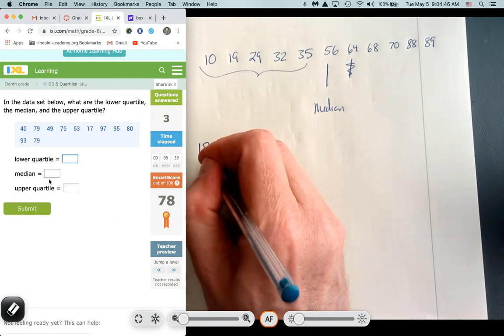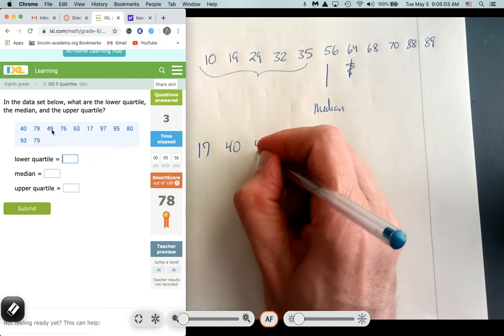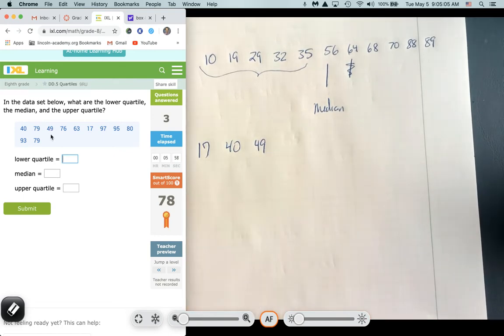I see a 17. That's just 17. I don't see any other in the teens, in the 20s, 30s. I don't see any in the 40s except a 40 and a 49. I don't see any other 40s, the 40 and the 49.